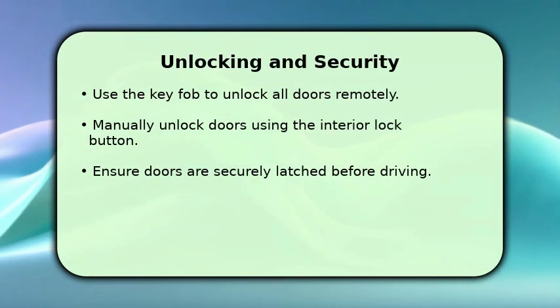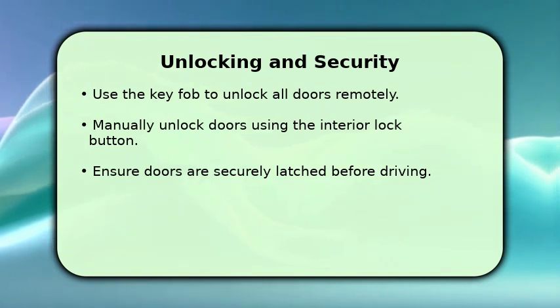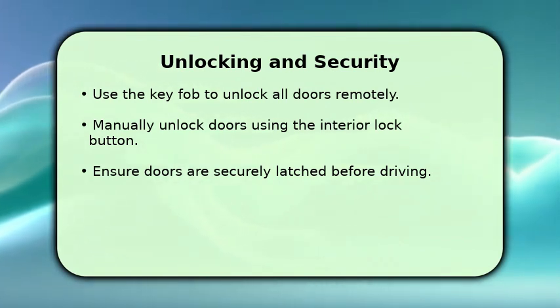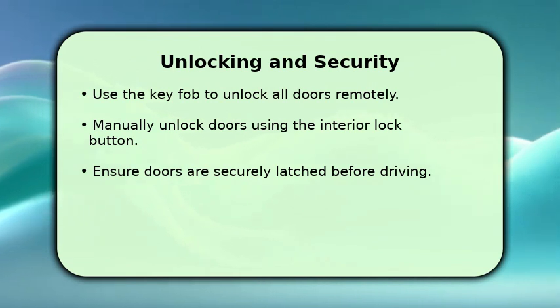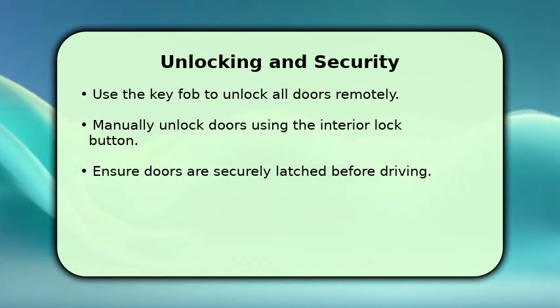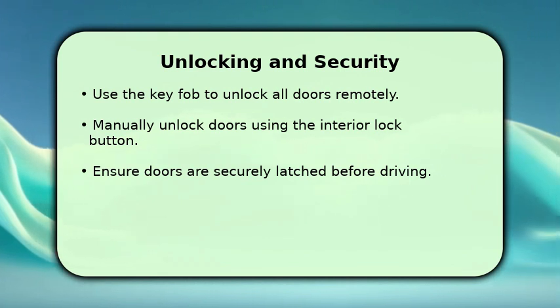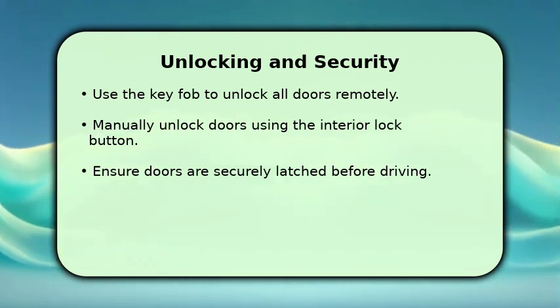For security and convenience, you'll often use the key fob to unlock your Transit. A single press usually unlocks the driver's door, while a second press unlocks all remaining doors. Inside, you can use the manual lock button to secure or unlock doors. Always ensure all doors are properly latched and locked before driving to prevent accidental opening.